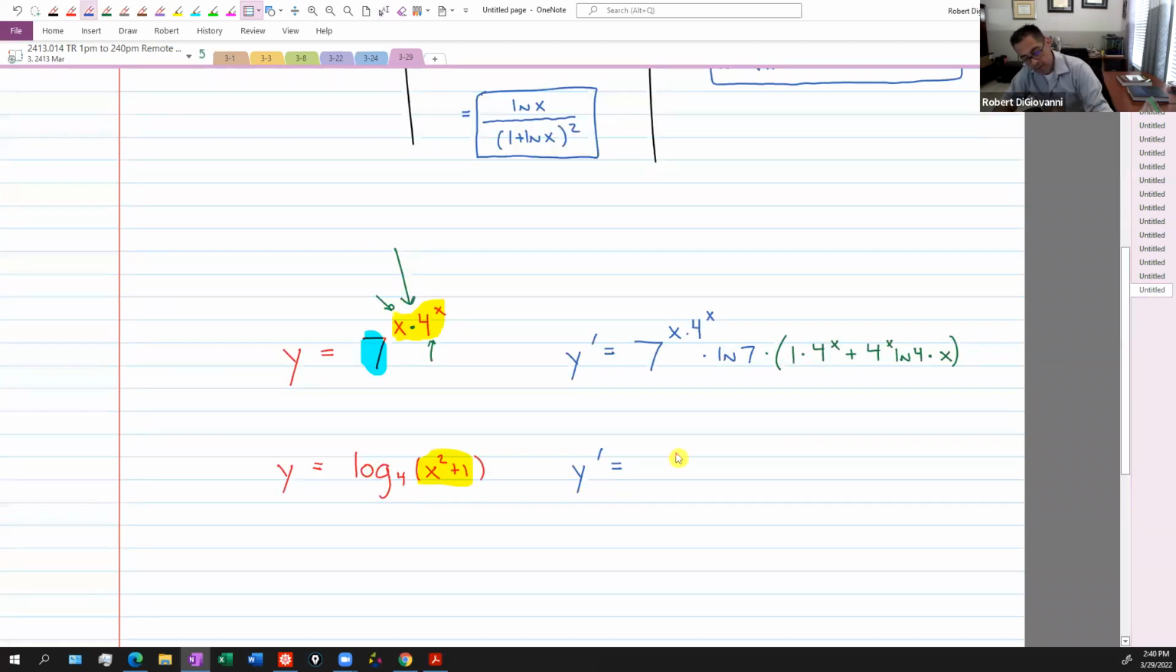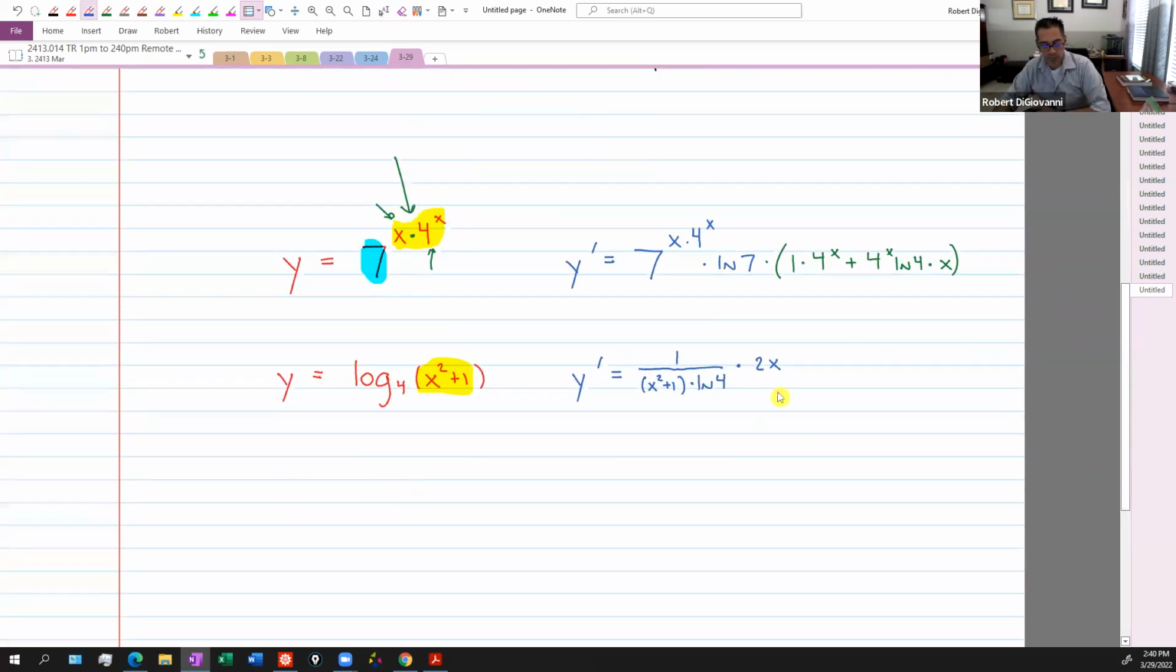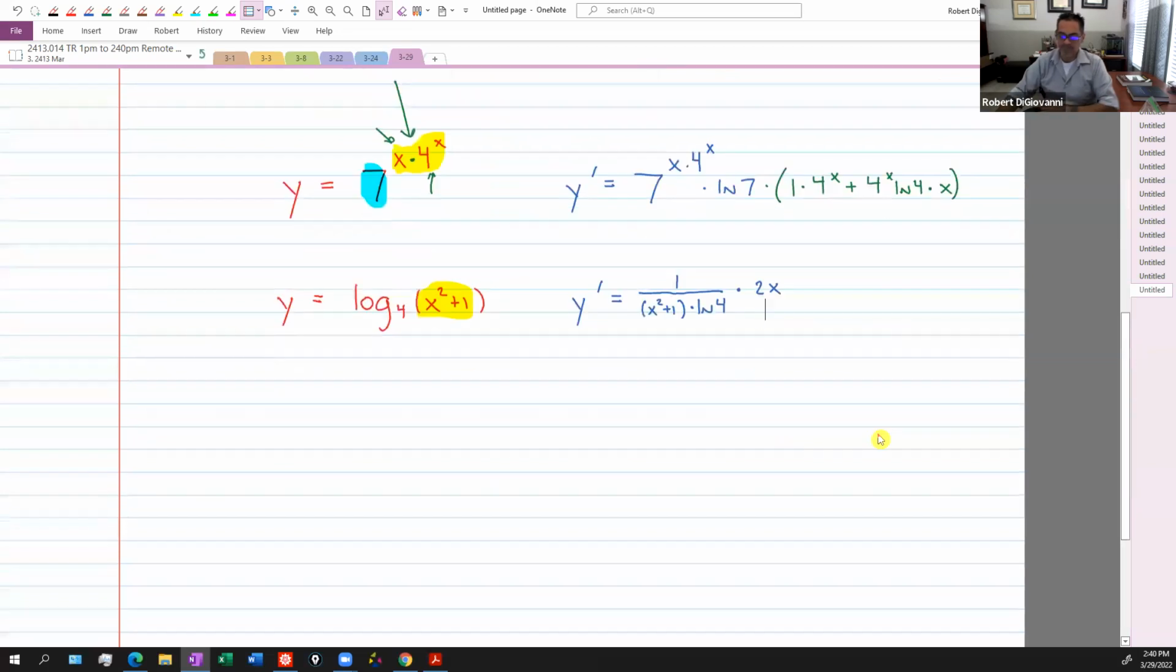So this will be 1 over whatever was in here, x squared plus 1, but then I have to do natural log of the base 4. That's the derivative of the log part. But then the chain rule says now take the derivative of the x squared plus 1, which is 2x. And I could slide the 2x on top.